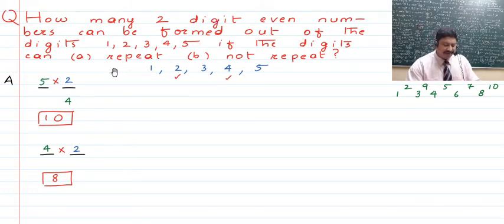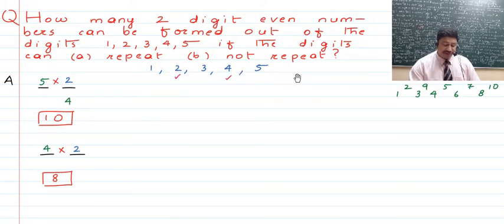So first, talking about the case where the digits are repeating, we will first talk about the units place. We will make 2 places here, one for the tens place and the second for the units place. Since we require an even number, the units place can be filled by only 2 digits, which are 2 and 4. If you talk about the tens place, as the digits can repeat, if a digit has been used, like suppose 4 has been used in the units place, in the tens place it can come again. As such, the number of choices that we have for the tens digit is 5, that is all the digits 1, 2, 3, 4, 5.